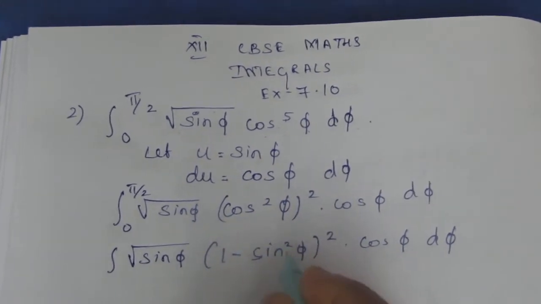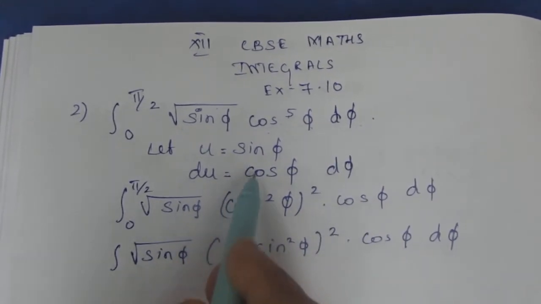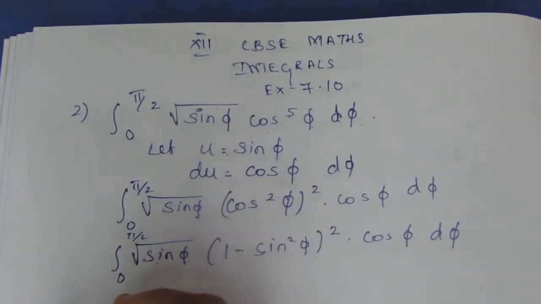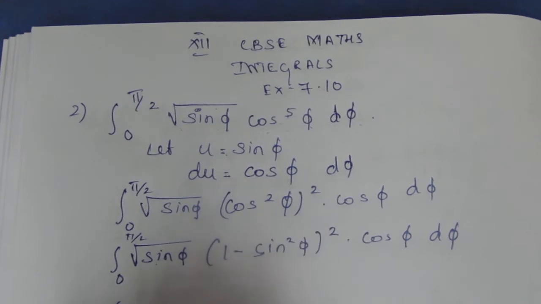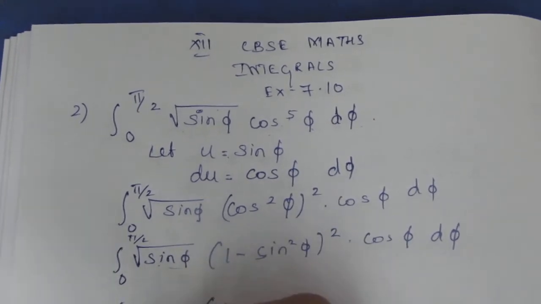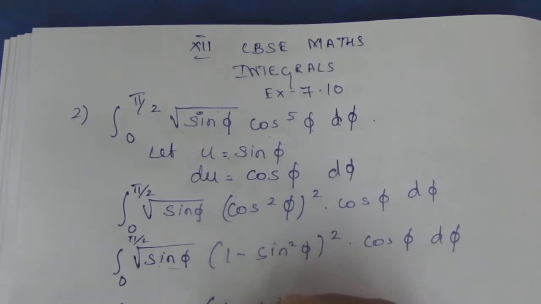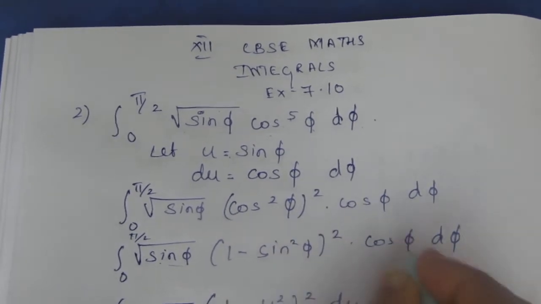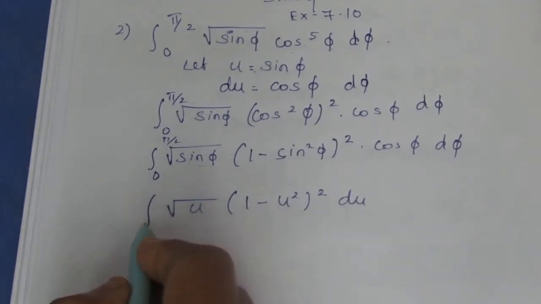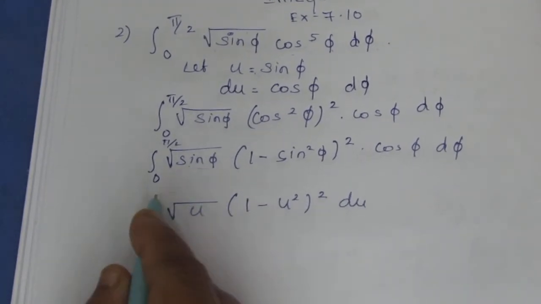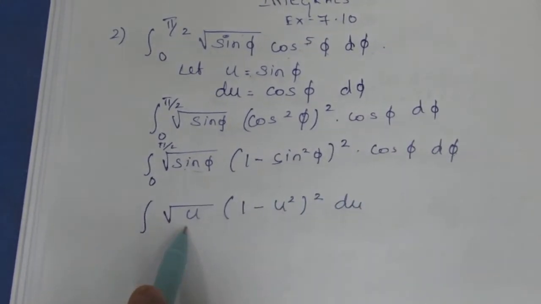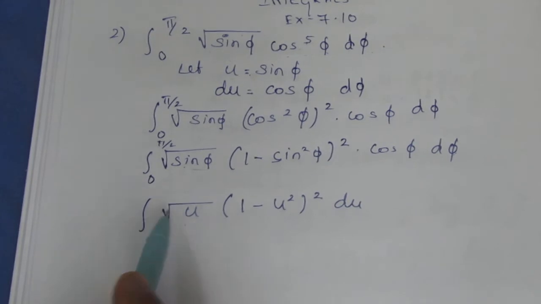Now sine phi we can substitute to be u. This becomes root u into 1 minus u square the whole square du. This can be written as du. But the thing is, here we need to substitute the values. The values cannot be 0 to pi by 2. It's only for d phi, not for u. For u, you need to find the values.